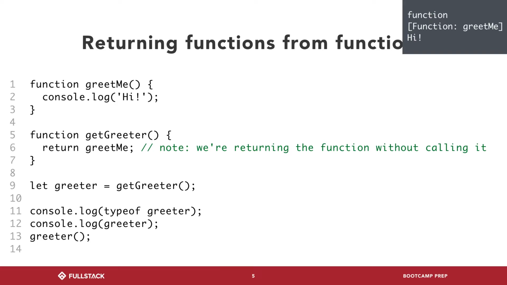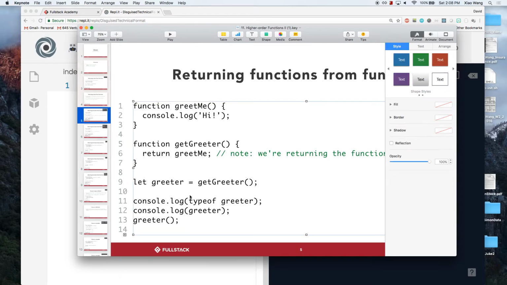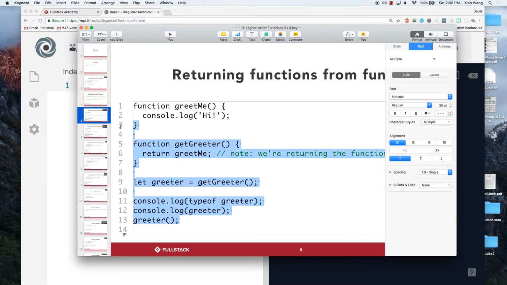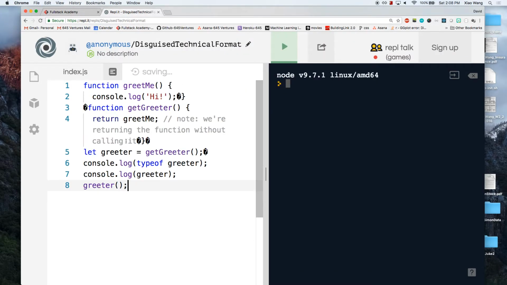But the part that's confusing is you're invoking greeter. Yep. So if greeter is equal to getGreeter, but getGreeter is not the invoked function of greetMe, it's just the function greetMe. When you invoke greeter, well, I guess greeter is equal to the function greetMe, so it's like you're invoking greetMe because you've invoked greeter.